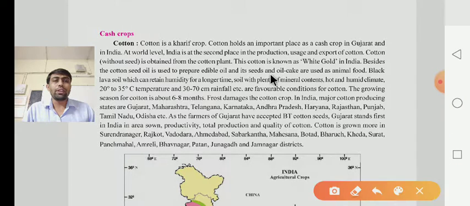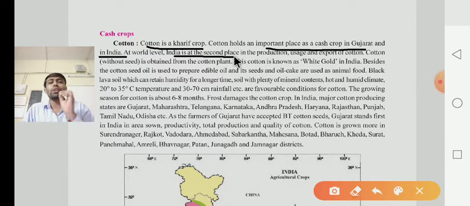What do they have to give, dear children? They have to say that cotton is which kind of crop? Cotton is a kharif crop. Cotton holds an important place as a cash crop in Gujarat and in India. At the world level, India is at the second place.